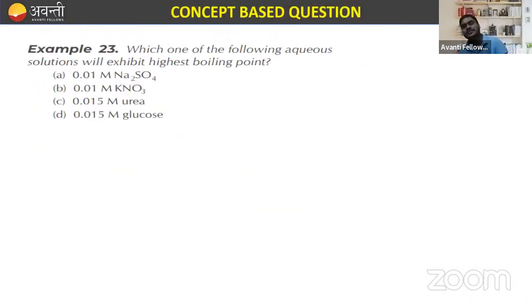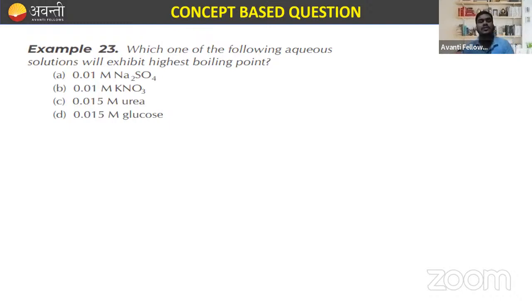Now, so this is the first question, and I hope all of you can easily solve it, because this question is very, very easy. And we already discussed this type of question when we were talking about colligative properties and the Van't Hoff factor, right? So let's see what the question asks and try to solve it as well.